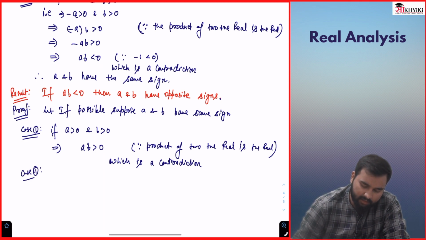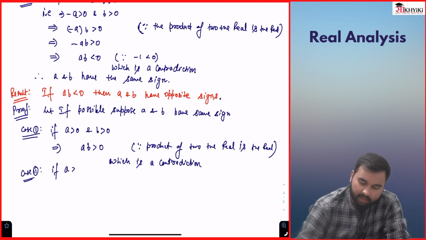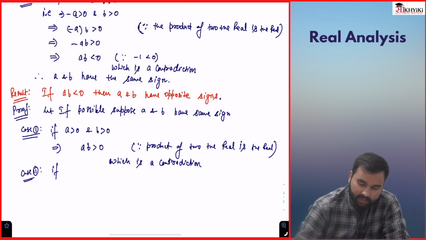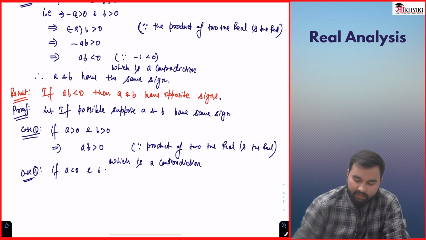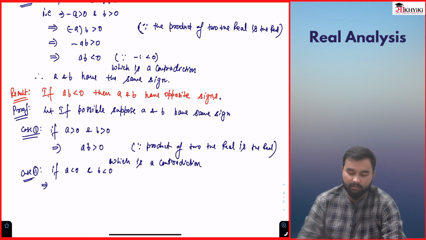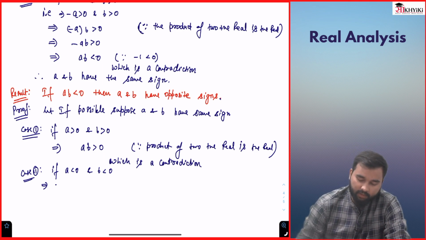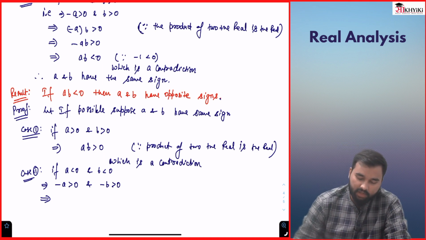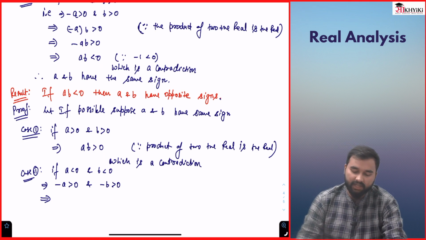What will be our second case? That both A and B have negative signs, which means both A and B are negative. A is less than 0 and B is less than 0, right? So this implies what? Yes. If A is negative, then negative of A must be greater than 0 and negative of B must be greater than 0, because we are multiplying with negative of 1. We can understand it this way also. So what will the inequality be? It will reverse.